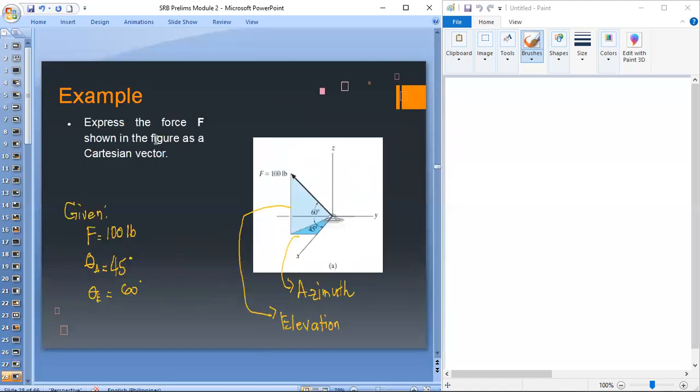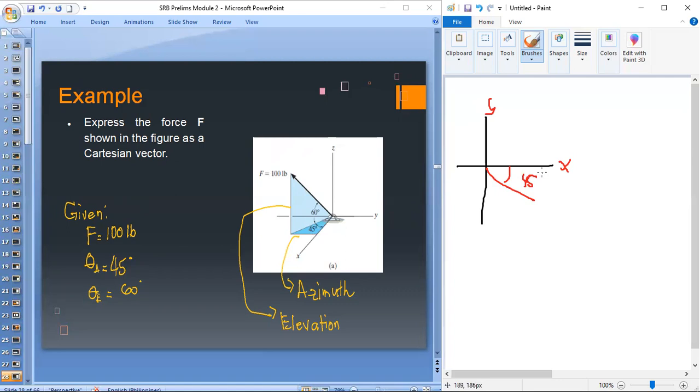Three-dimensional. So, example: express the force F shown in the figure as a Cartesian vector. When we say azimuth, imagine this is your y and this is your z. The azimuth is the angle measured from your x going down. Imagine that, guys. If you look at it in 2D, in X and Y, it's here.